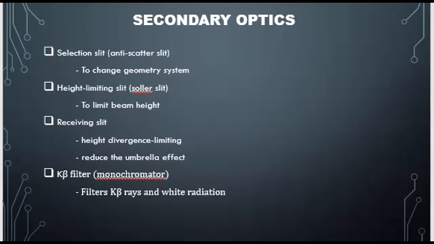For the receiving slit, it is the height divergence limiting slit that removes scattered X-rays that occur from elements in the secondary optics. And for the K-beta filter, the beam passes through another monochromator just as it did in the primary optics, and it absorbs K-beta radiation and white radiation while allowing only K-alpha radiation to pass through.